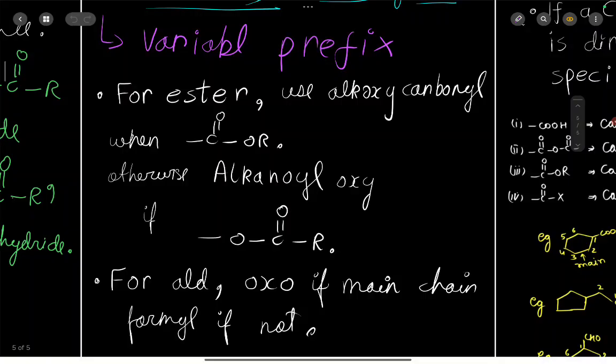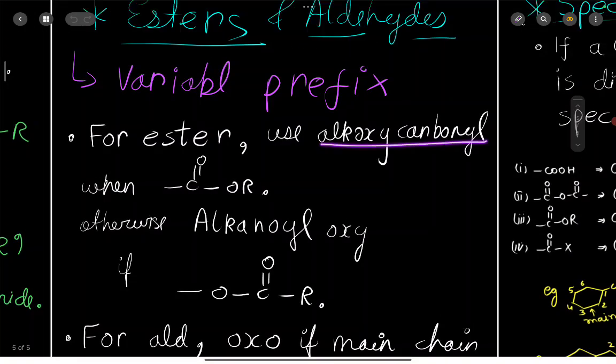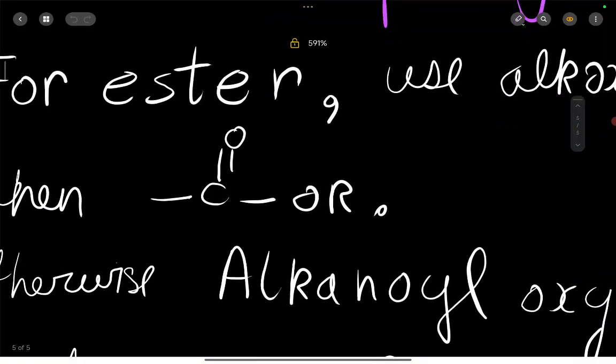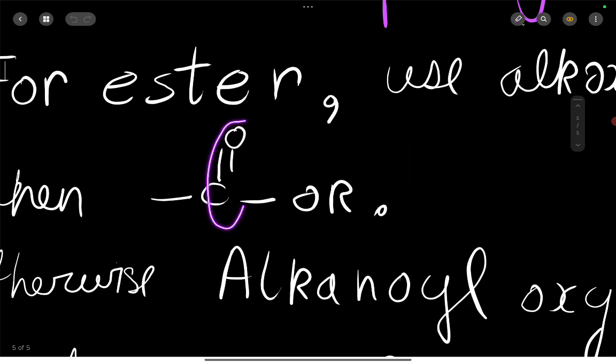If it's connected with the carbonyl like this, its prefix will be alkoxycarbonyl. How to remember? You see, this we learnt as the OR group. So this is alkoxy and this is carbonyl.